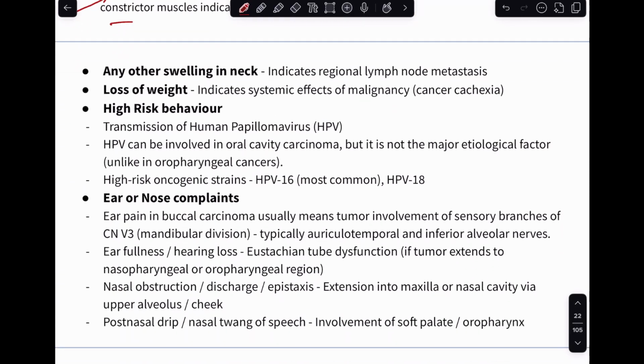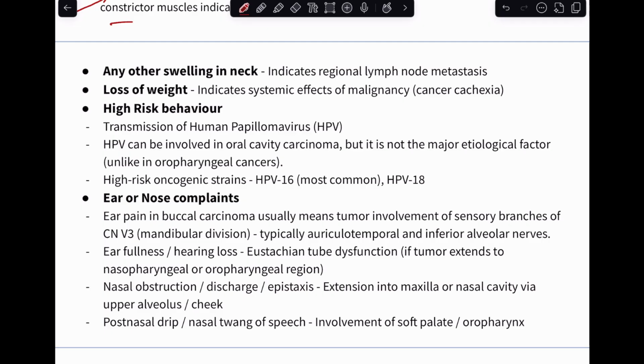Next is if there is any other swelling on the neck. We know that buccal carcinoma can have lymphatic spread, and usually they involve the level 1B and level 2 lymph nodes. We'll talk about that as well in a little bit. So the possibility of having a malignant lymph node is also very high, so we should definitely examine the neck as well.